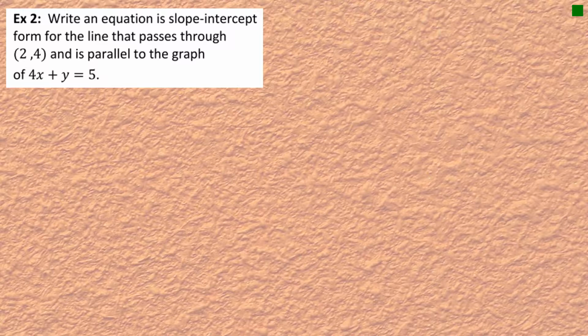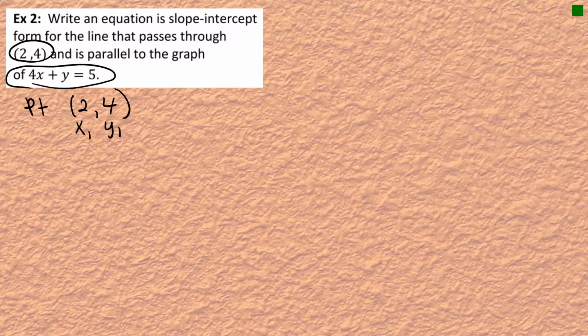All right, moving on to example 2. Write an equation in slope-intercept form for a line that passes through (2, 4) and is parallel to the graph. Okay, so I have my point. So my point is (2, 4). That's going to be my x1 and my y1. But it has to be parallel to this line.